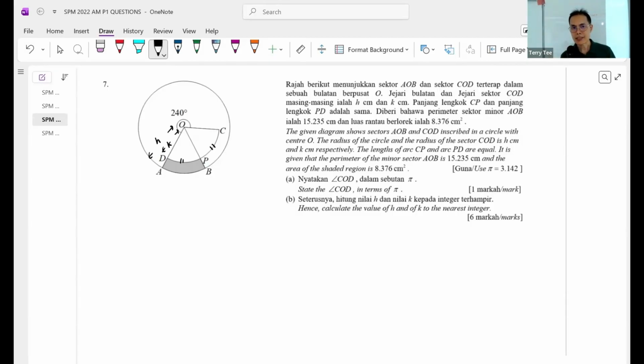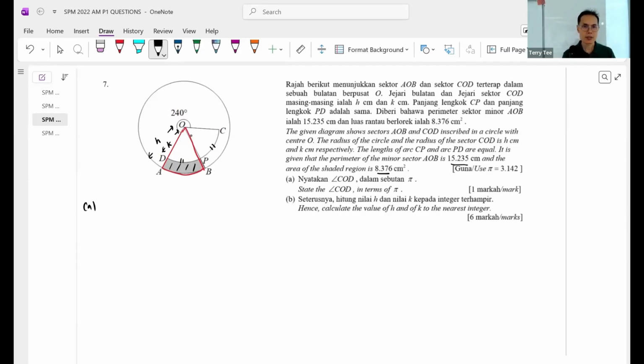It is given that perimeter of minor sector AOB is 15.235. Now, when we say minor sector AOB, we are referring to this one. Let me use a red pen. So you can see here, this is the perimeter. And this perimeter equals to this. And area of shaded region is this. Okay, area of shaded region here, areas are given. Okay, first they say find or state angle COD in terms of pi.